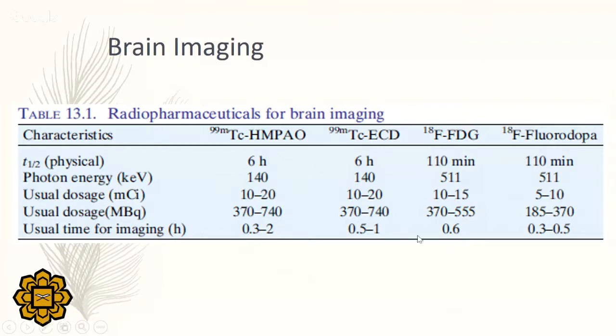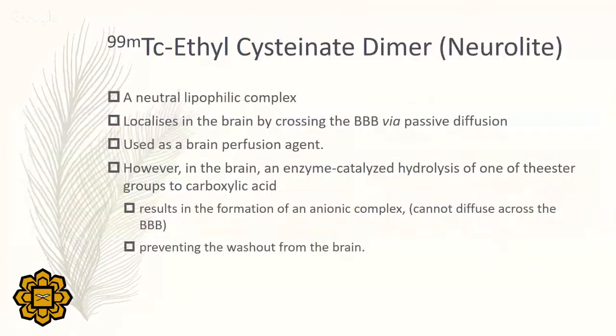For fluorine fluorodopa, as you can see, the half-life and photon energy are about similar, but the dosage is a little bit lower compared to FDG, about 5 to 10. And the time for imaging is a bit quicker compared to FDG, about 0.3 to 0.5 hours post-administration. Okay, we're going to look into the 99m ethyl cysteinate dimer, whose commercial name is Neurolite. So this is the ECD.